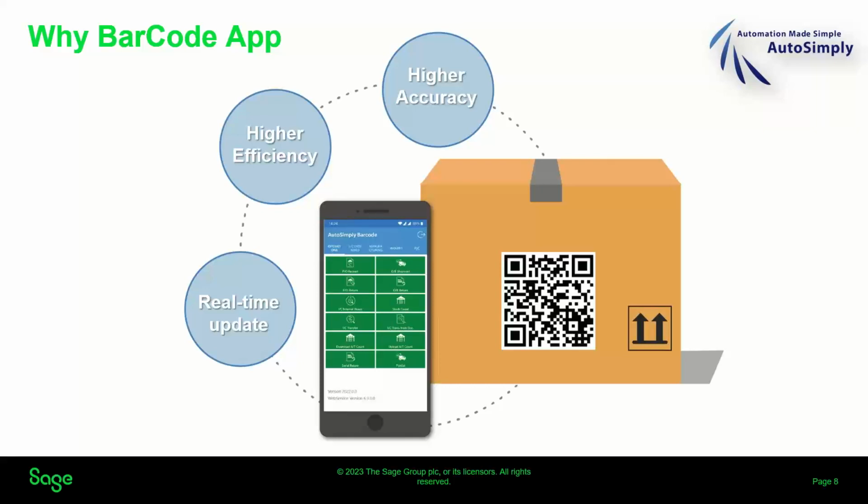So maybe you would ask yourself, why do we need such an app? The main objective here is to make Sage real time. So rather than have somebody do something in the warehouse, for example, receive or do a count, rather than write it on a piece of paper, you want the user to be able to connect to Sage real time and post the entry as it happens.